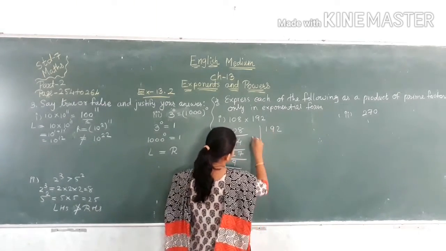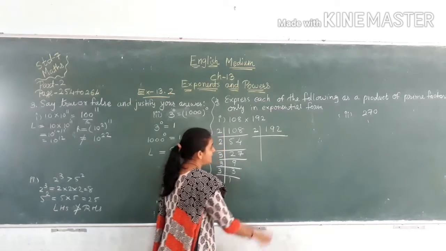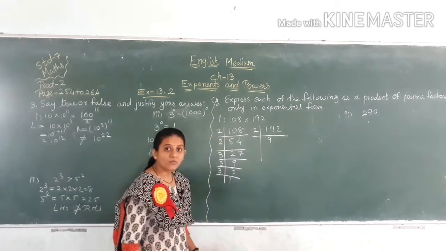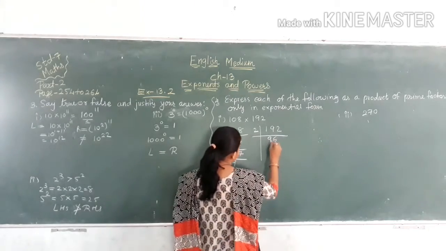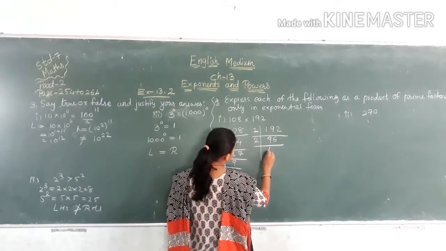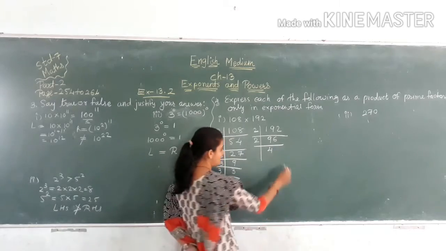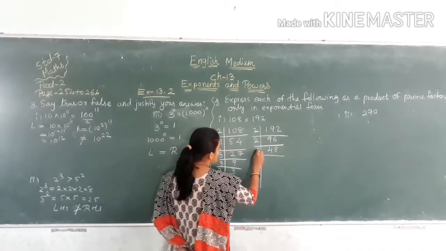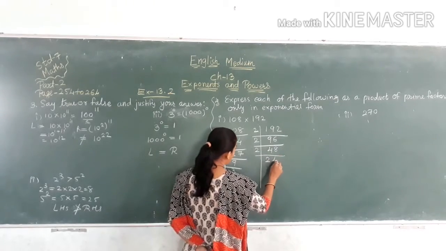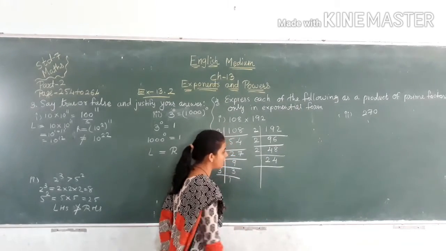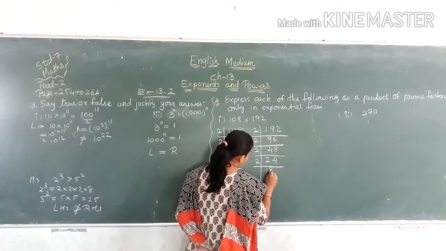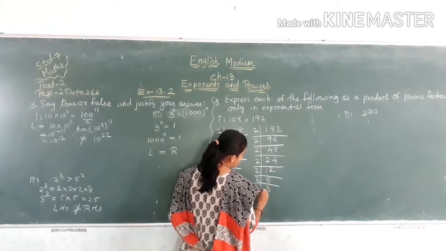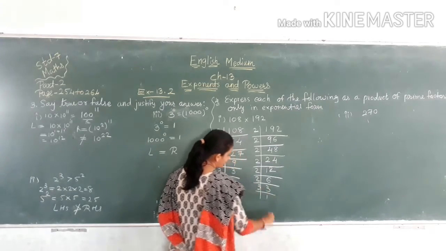Now 192: 2 9s are 18, 1 left. 2 6s are 12, 2 4s are 8, and 2 8s are 16. That means 48 2s are 96, 2 2s are 4, 2 4s are 8, 24 2s are 48, 12 2s are 24, 2 6s are 12, 2 3s are 6 and 3 1s are 3.